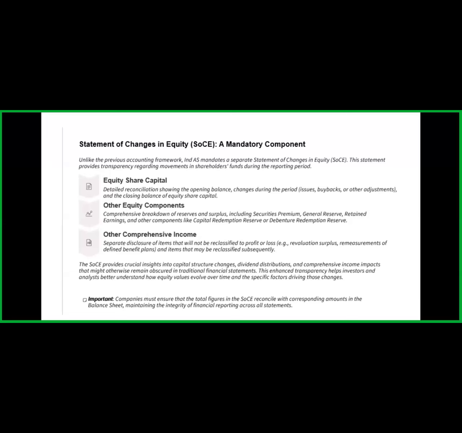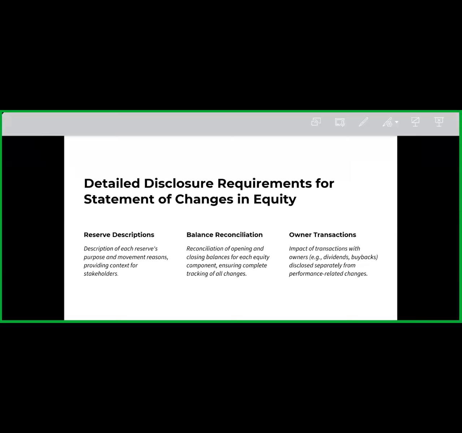The other comprehensive incomes also, the Companies Act 2015 wants mentioned in the statement of changes in equity. This is the separate disclosure of items that will not be reclassified to profit or loss, that is the revaluation surplus, the remeasurements of the defined benefit plans, and the items that may be reclassified subsequently. These other comprehensive incomes are part of the income, and will also be part of the surplus. The Companies Act wants them mentioned separately. So we can see the detailed disclosure requirements of the statements of changes in equity.